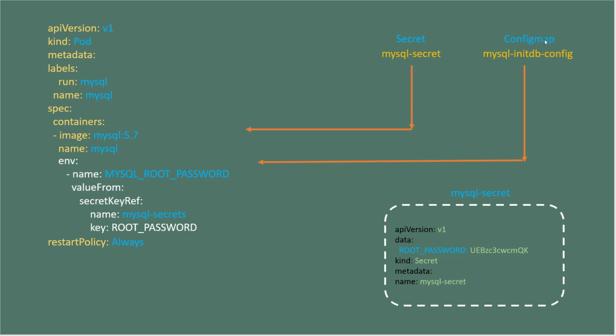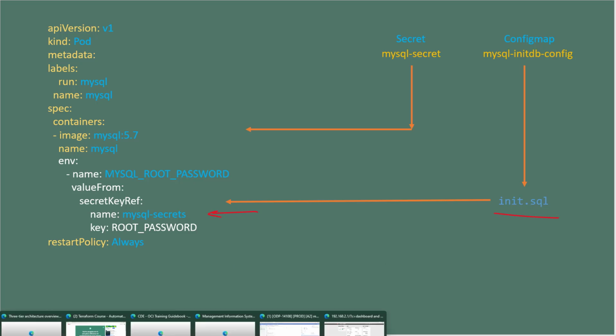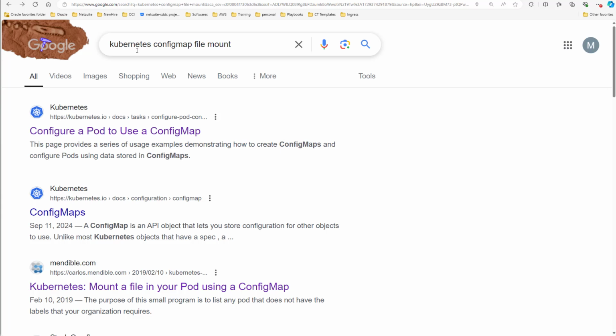Now it's time for the config map. By the command that I showed you some minutes ago, the config map will be created with the content of this file. We need to push this file that is located in the config map to where? To the pod config. How can we do that? If we go to the internet and just Google search Kubernetes config map file mount, it shows how we can mount the content of the config map to the pod configuration.